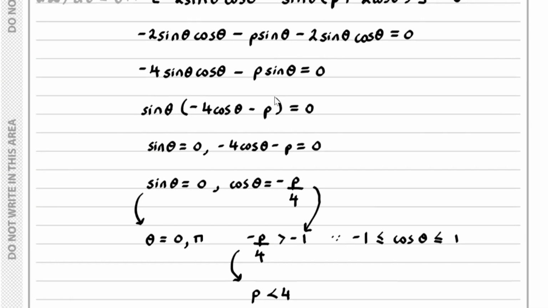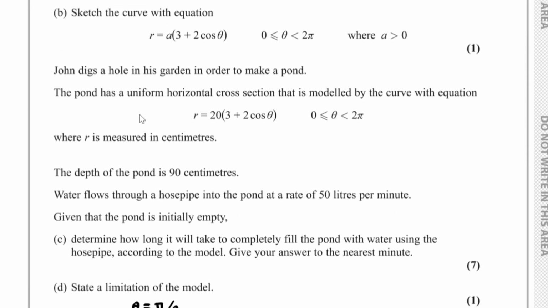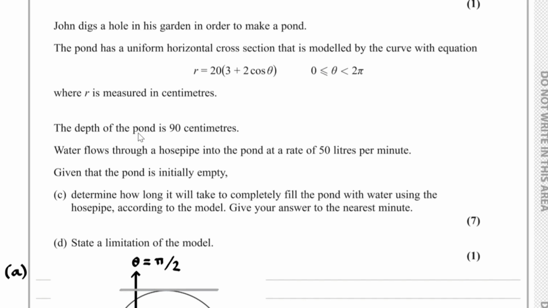Now, for part C of the question, John digs a hole in his garden in order to make a pond. The pond has a uniform horizontal cross-section that is modelled by the curve with equation r equals 20 lots of 3 plus 2 cos theta, where theta is in between 0 and 2 pi, and r is measured in centimetres. The depth of the pond is 90 centimetres.